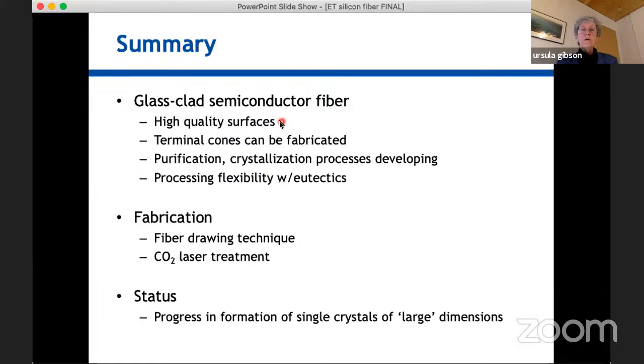We get very high quality surfaces. This tapering scheme can let you fabricate terminal cones. There's a lot of work in the optical community for increasing the purity and improving the crystallization. And we have an incredible processing flexibility, I believe, with the use of eutectics. And so really, I think that's about all I have to say, except that I'm excited that there may be an additional use for the technology we're developing.